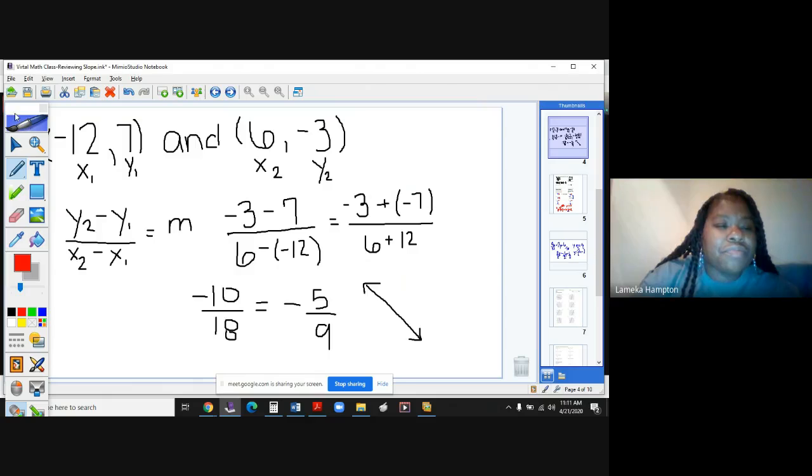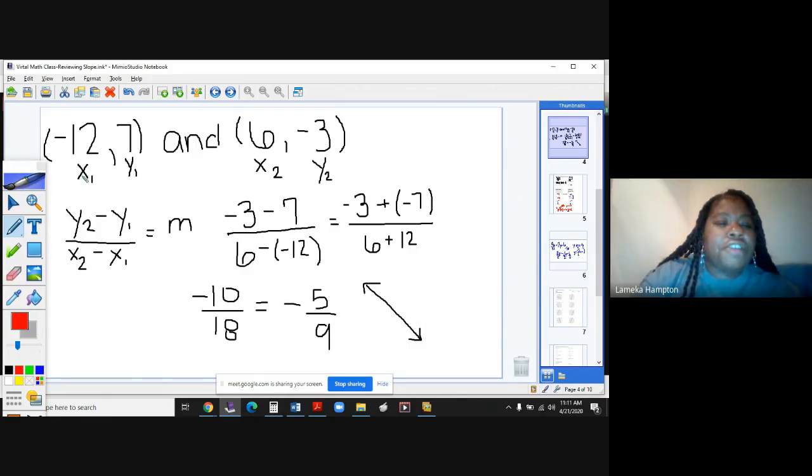All right, so remember, another way that you can find slope is if they give you two coordinates or two ordered pairs. So the first thing you would have to do is name your numbers or assign your coordinates. Okay, so remember, -12 is the x coordinate of the first set. That is why we named this x1, because -12 is the x coordinate of the first set. 7 is the y coordinate for the first set, and therefore we name it y1.